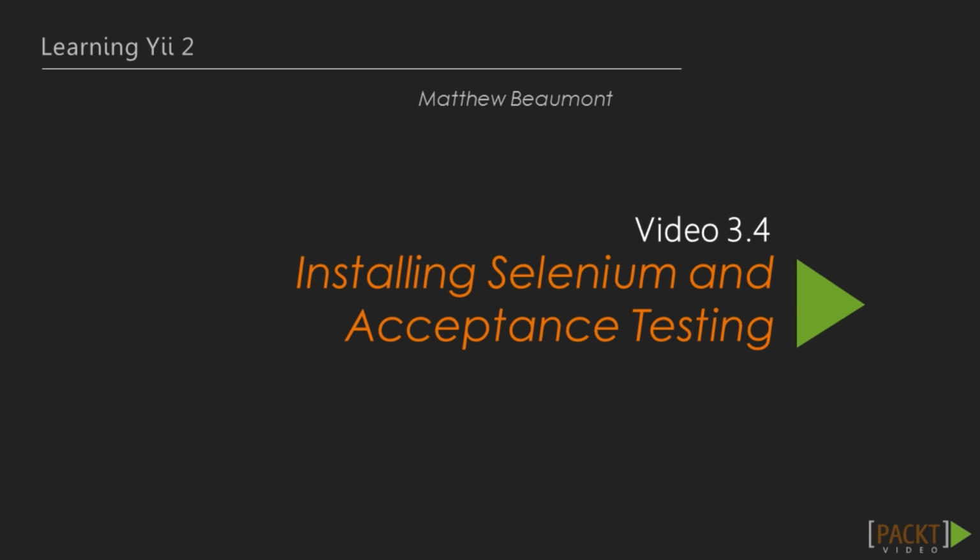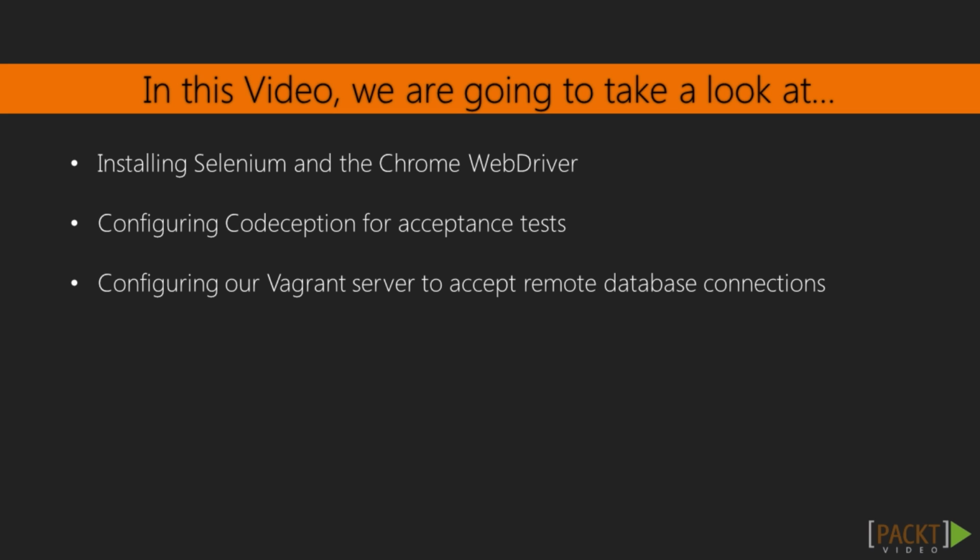Welcome back to the final video in this section. It's called Installing Selenium and Acceptance Testing. In our previous video, we learned all about functional testing, which can be used to test whole pages of our application using a browser emulator. Acceptance testing is very similar, except that it uses a real web browser to run your tests, which allows you to test things like cross-browser compatibility and JavaScript.